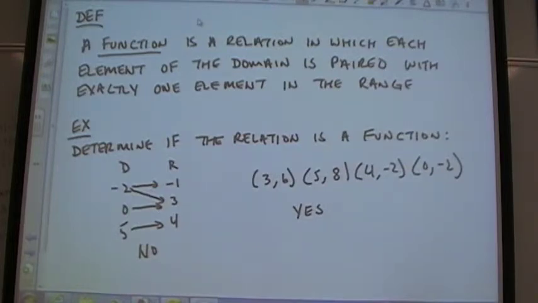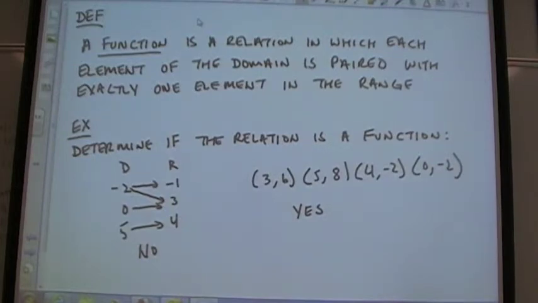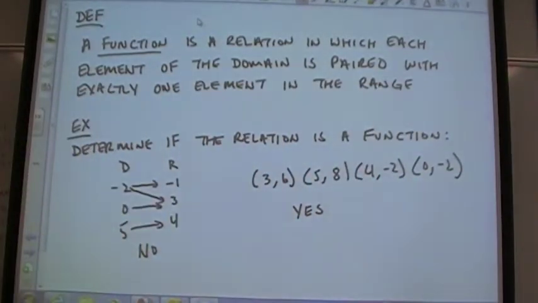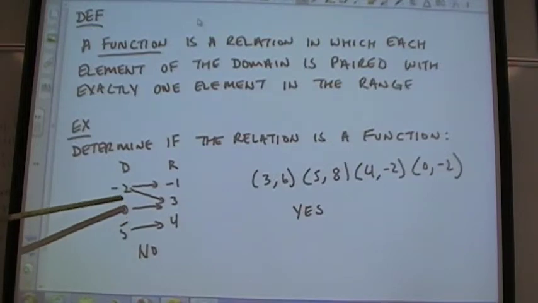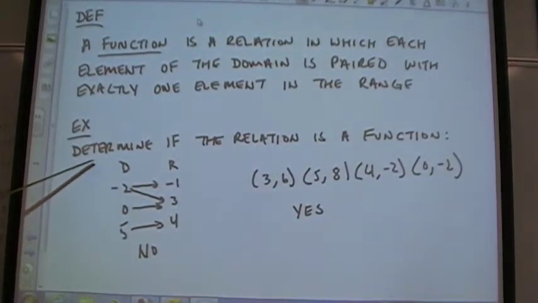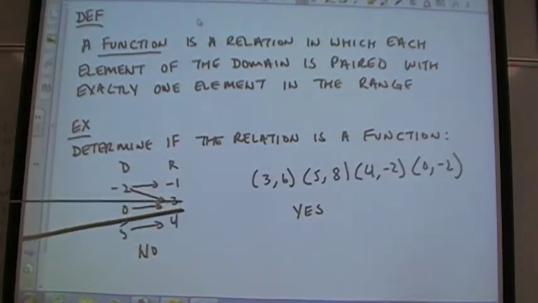All right, so for your example below, I've got two different examples here. You get a mapping diagram on the left and just a set of points on the right. Determine if the relation is a function. If I give you a mapping diagram and you have two different arrows coming out of the same x value, then it's not a function. Because you've got -2 paired up with -1 and 3. That can't happen in order for it to be a function.